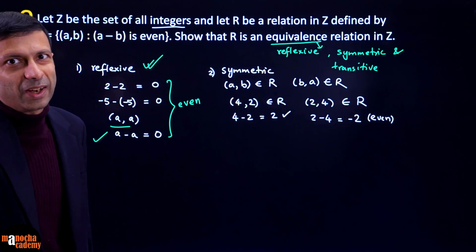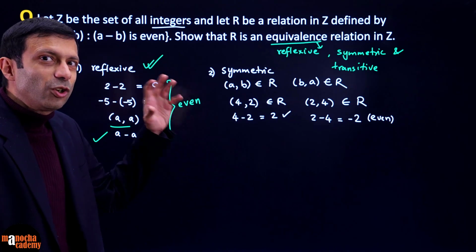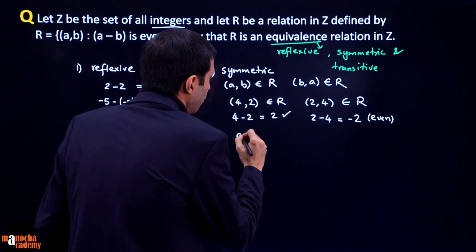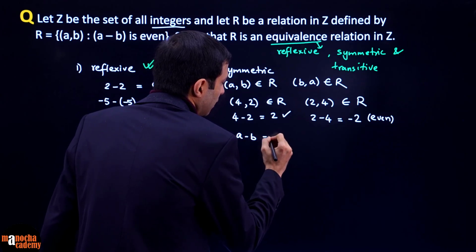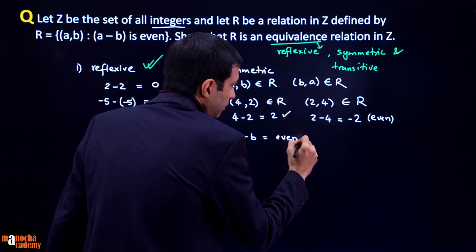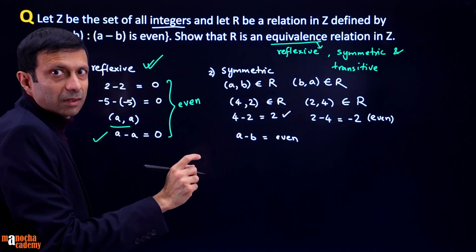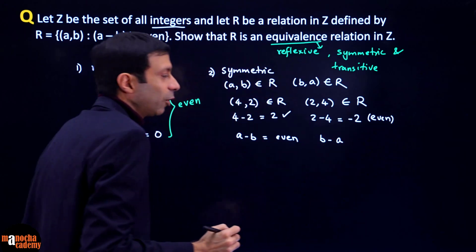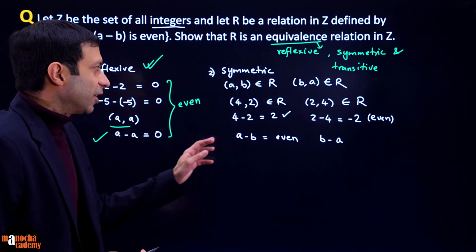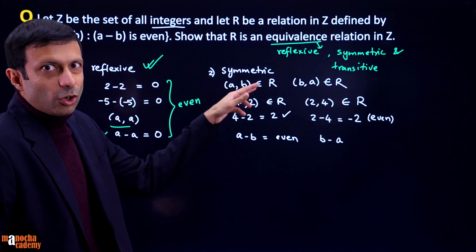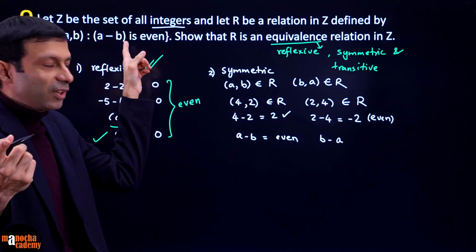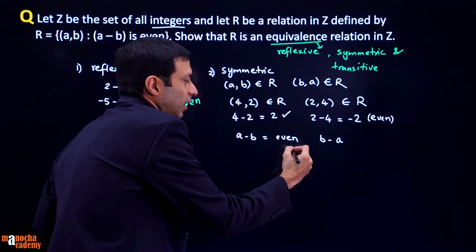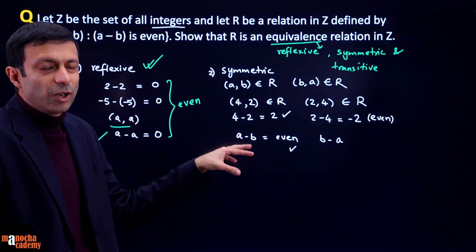Any pair like this that you take works. So this is where you're thinking in terms of examples. But when you're writing it out, you can say that if A minus B is even, then in (B, A) we have to check: is B minus A also even? How will you prove that? Are you getting the point? If (A, B) belongs to the relation, A minus B is even. This is known, right? I've taken (A, B) so that A minus B is even, so it belongs to the relation.